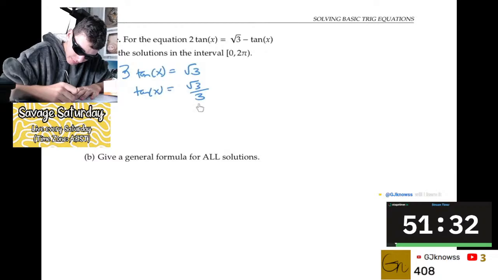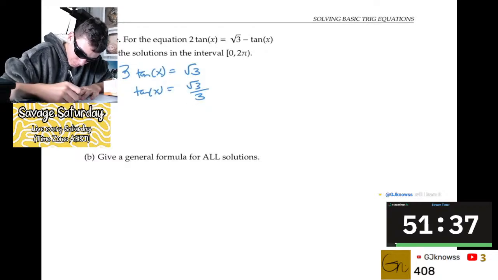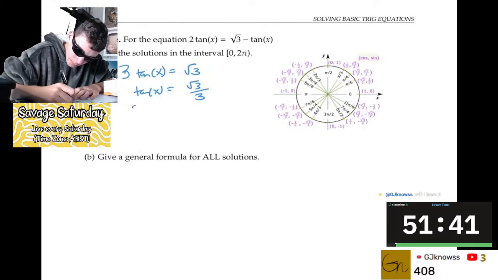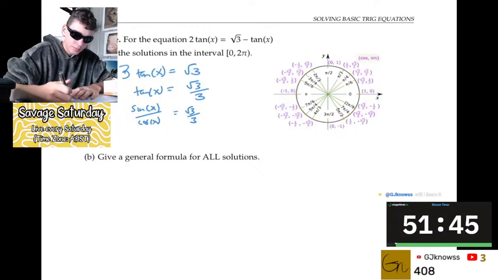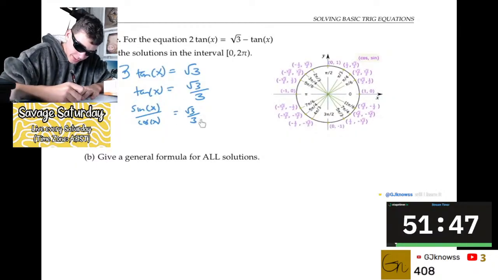The square root of 3 over 3 looks suspiciously similar to the value of square root of 3 over 2, which is a special value on my unit circle. So my suspicion is that my unit circle will again help me find this value of x without a calculator. Recall that tan x is sine x over cosine x. So I'm looking for angles on the unit circle between 0 and 2 pi, where the ratio of sine over cosine will give me square root of 3 over 3.